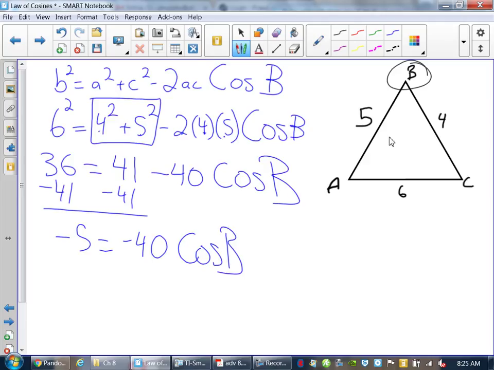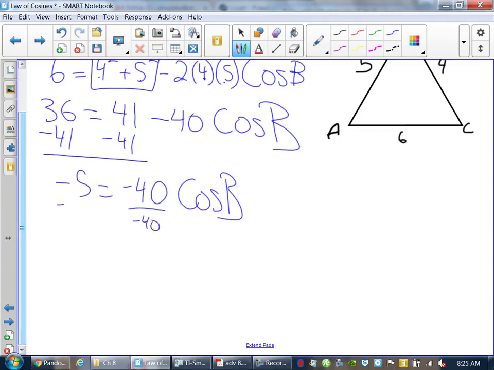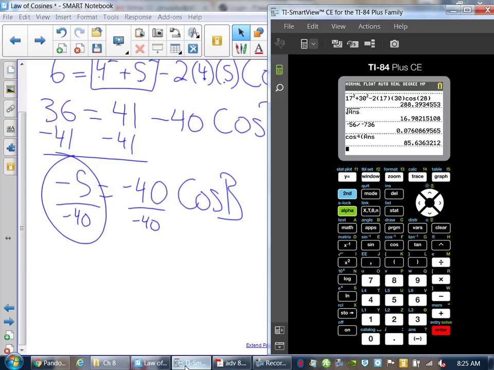When you get to this part, it is pure calculator after this. You have to move that negative 40 by division. And then you get this crummy decimal equals the cosine of an angle. So what buttons do you press? Inverse cosine of your answer. There's your angle. 82.